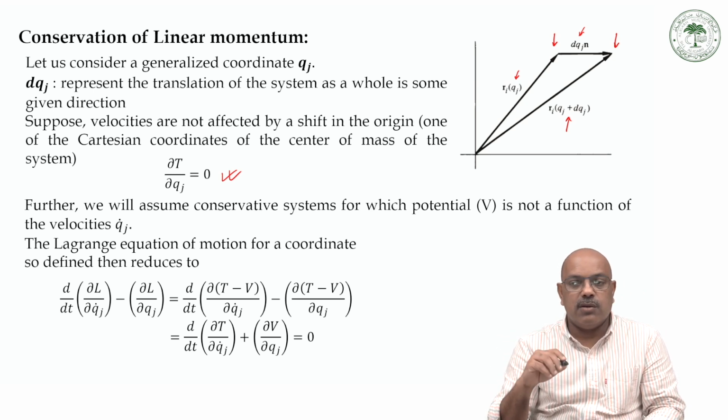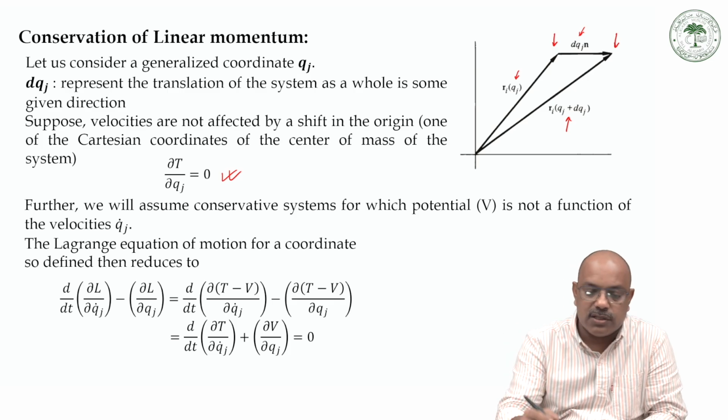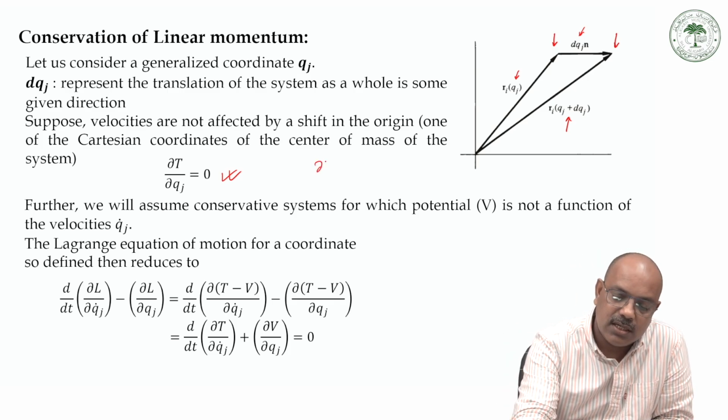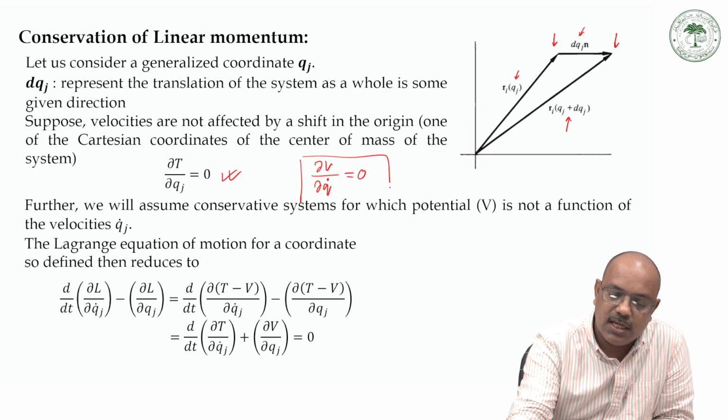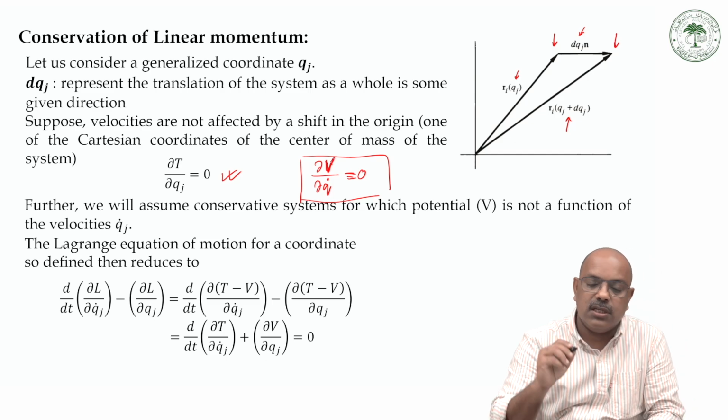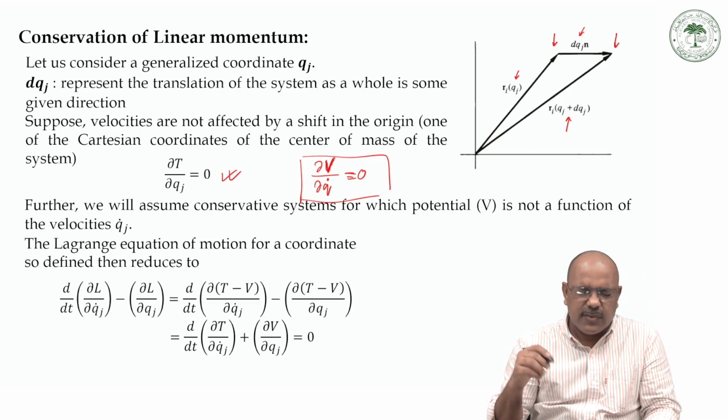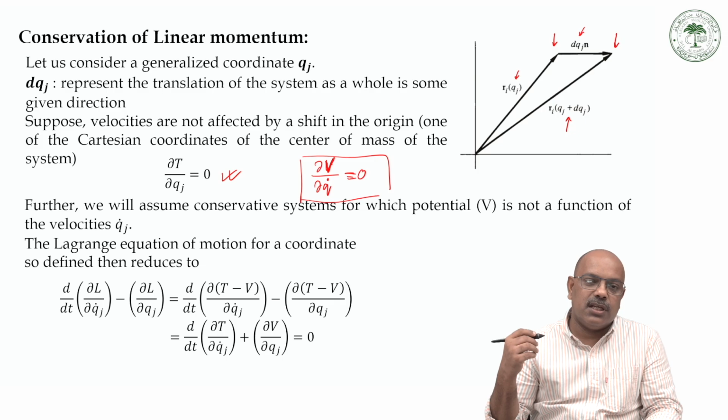We assume a conservative system. For a conservative system, V is not a function of the velocity, so delta V upon delta q dot is also going to be 0. So one is this thing, and the second is that the potential is independent of the generalized velocity, so this is also going to be 0.